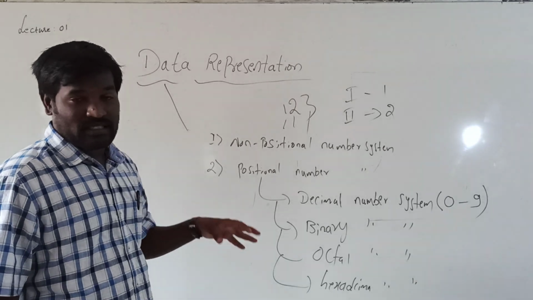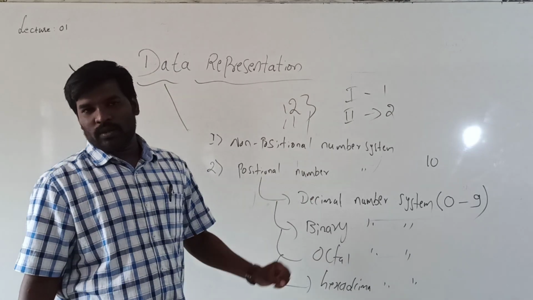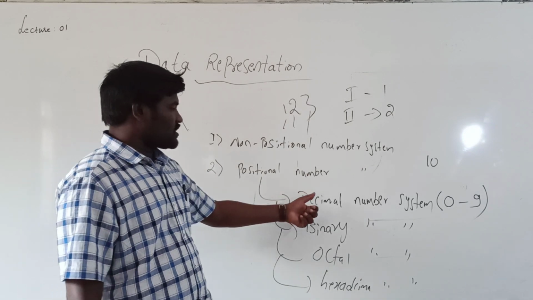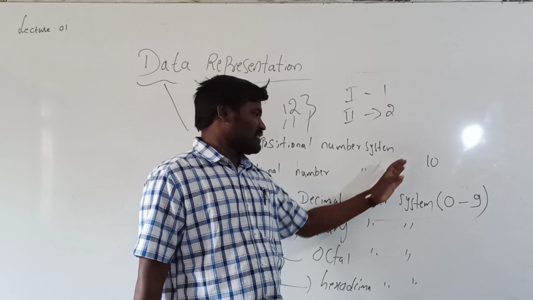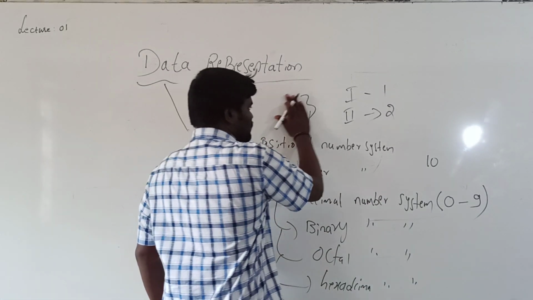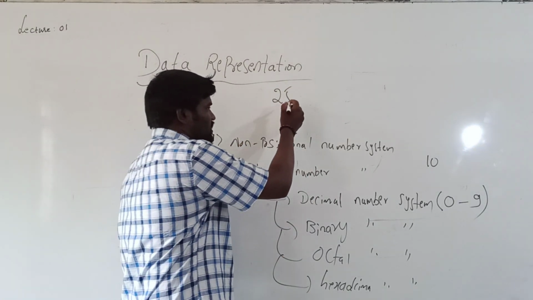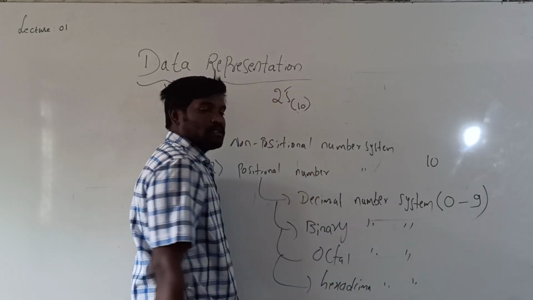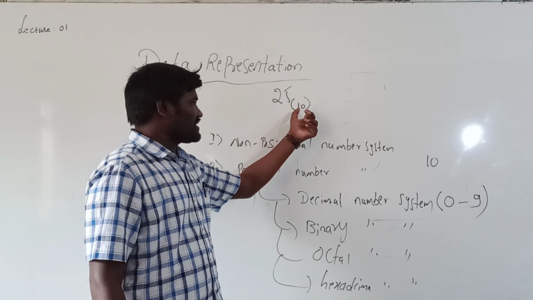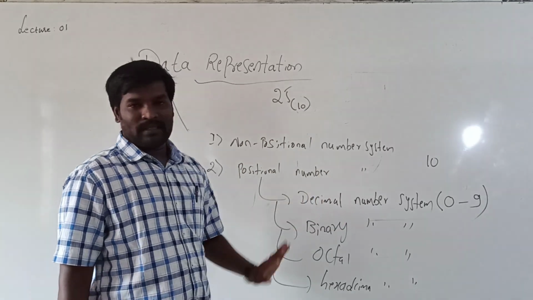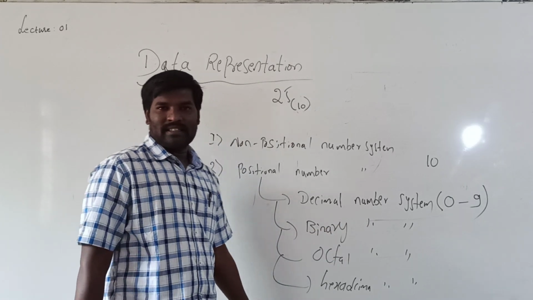The decimal number system base is 10. We take the base as 10 because the decimal number system consists of 10 digits. For example, 25 is a decimal number in data representation, so you have to mention the base: 25 base 10. Here 10 is the base of the decimal number system. Clear?